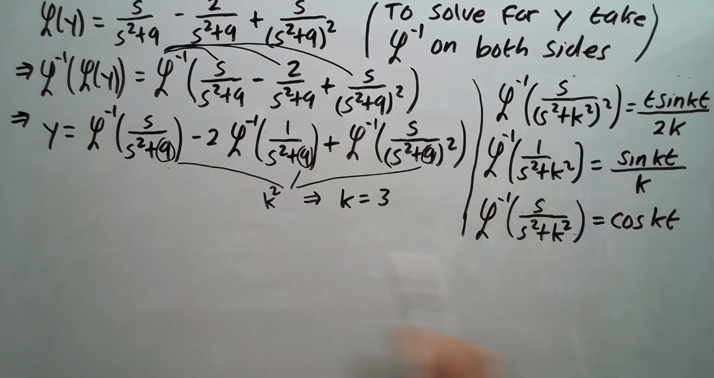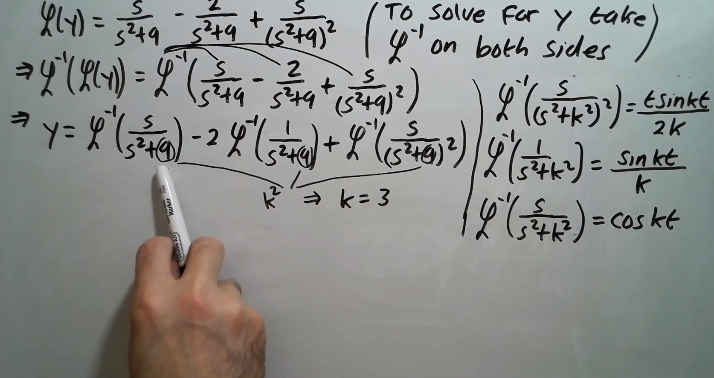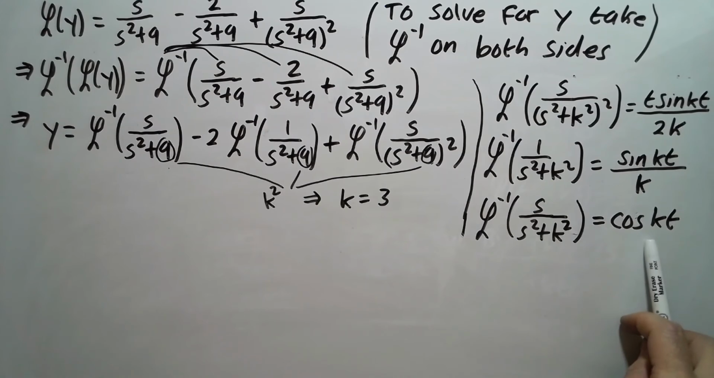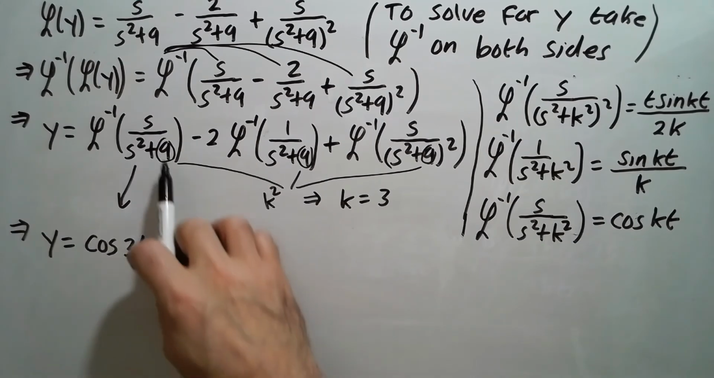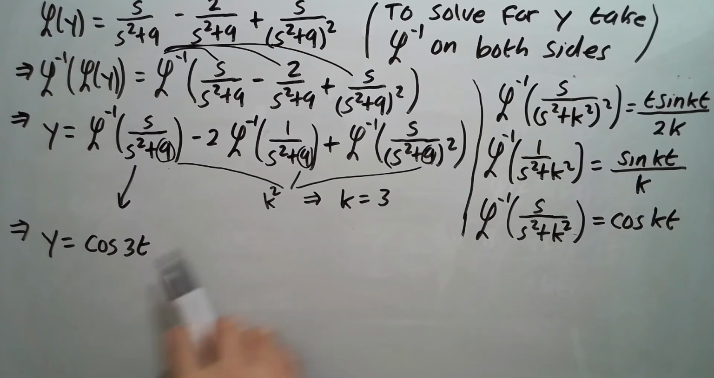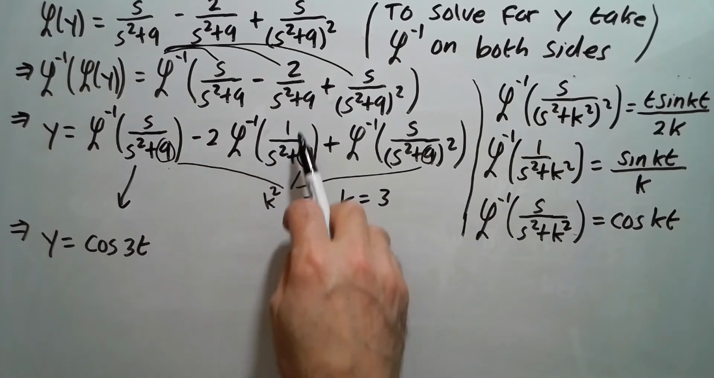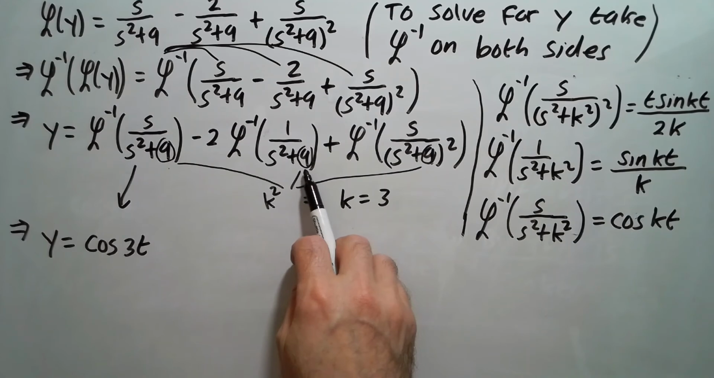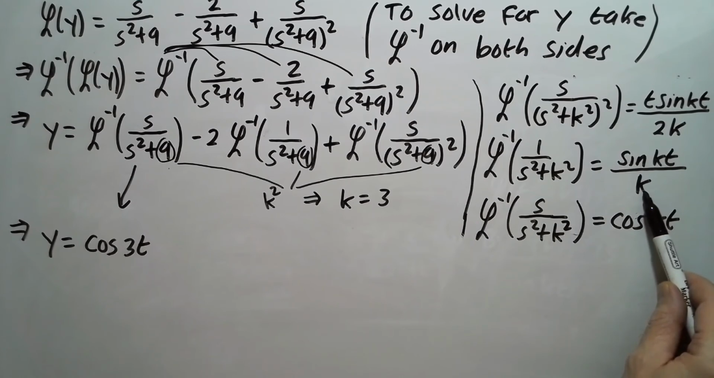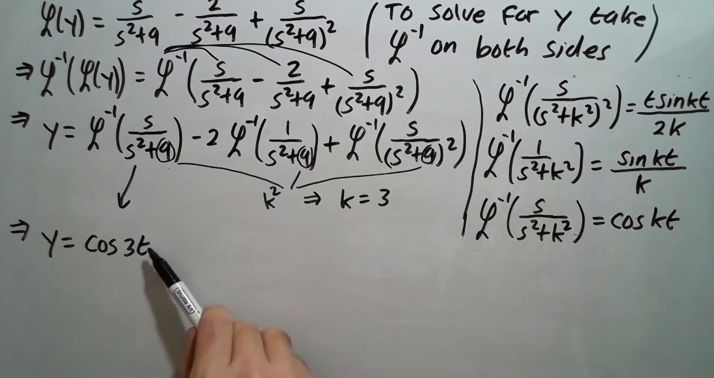Okay, so our k is 3 then, because our 9 is our k squared. Then we start using these. In the first one, we have an s over s squared plus k squared, so I'll be using this one here. Looks like it's going to be cosine, so let's do that one first. This one then, with k being 3, is going to be cosine of 3t. It's going to be minus 2 times Laplace inverse of 1 over s squared plus 9, or 3 squared. So I'll be using this one here. Looks like it's going to be sine of 3t over our k, which is 3. Okay, so we're writing our answer here.